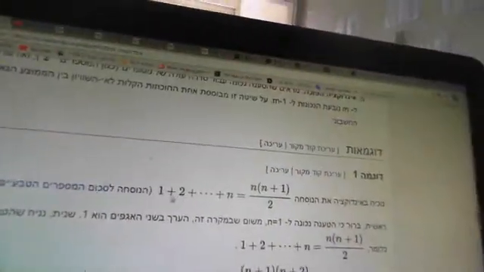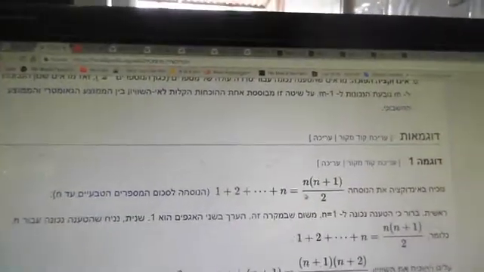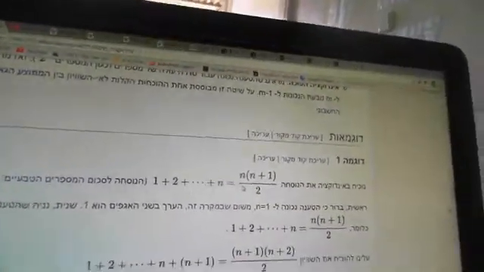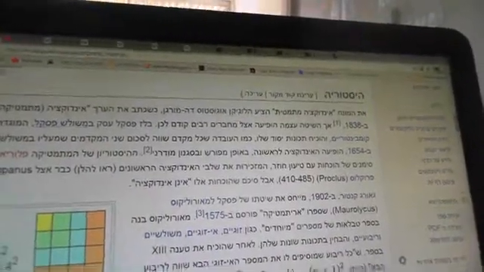We proved that this equation is true according to the mathematical induction. So I will now repeat on the subject of mathematical induction.